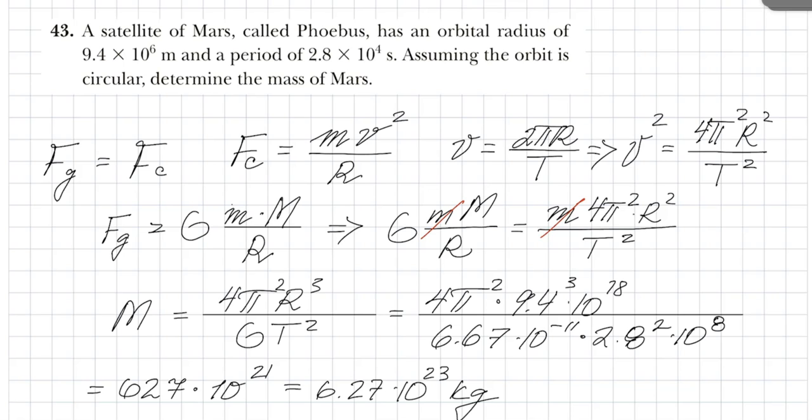V they didn't really give us, but they gave us the radius and the period. And since we're approximating a constant speed around that orbit, we're going to say it's 2 pi r over T, where T is the period, not tension. Do not confuse the two. Then if I square it, it's going to be 4 pi squared r squared over T squared.